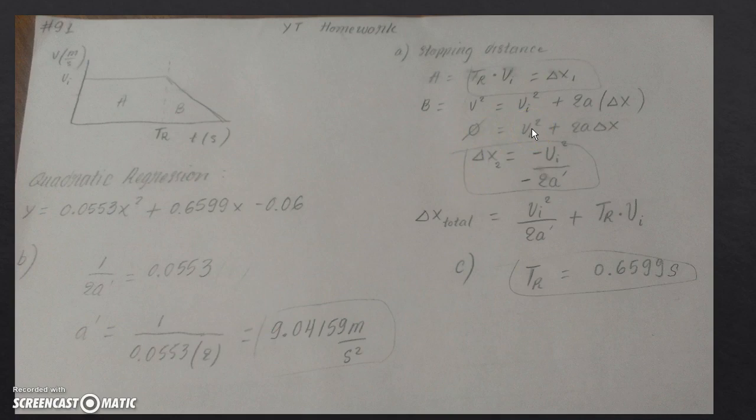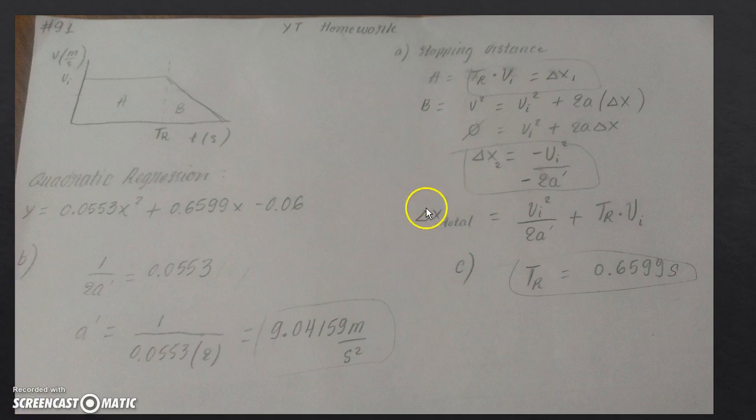So we move the v initial squared to this side, and we divide it by 2a, or 2a prime in this case. I noticed that the a is going to be negative because the slope of this part, like this slope right here, is negative. So a negative along with a negative will cancel out, so you get a positive delta x squared distance, which makes sense.